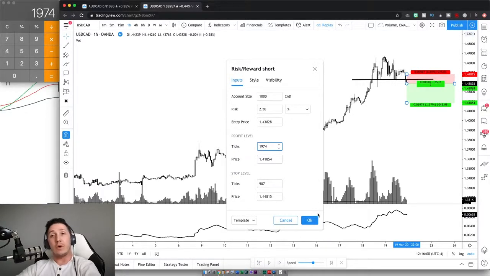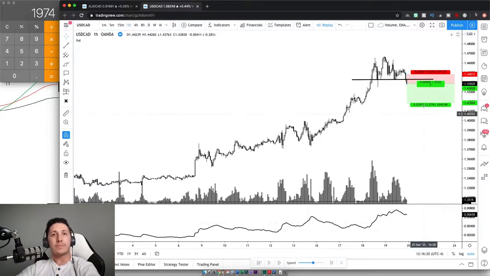All right, and then you're going to want to set your units or your lot size accordingly to the amount of risk you actually want to take. But first thing is to determine how many pips you are going to risk. All right, so now we have a 2R, our stop loss up here, take profit down there. Let's play this out.